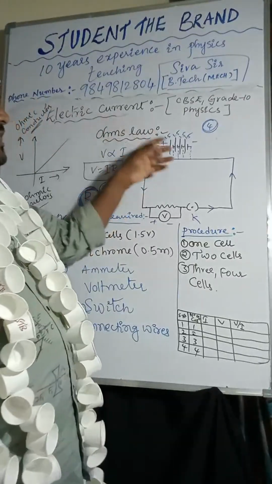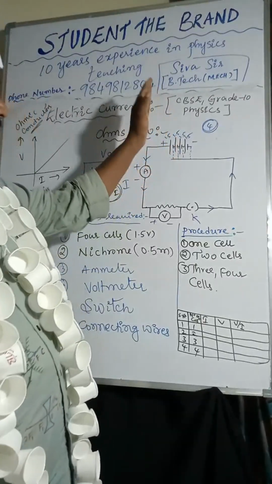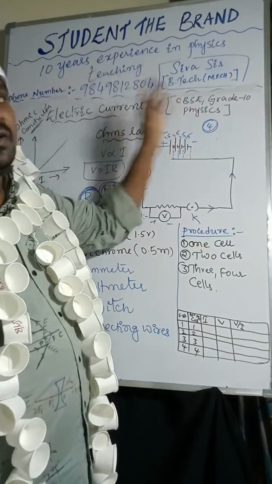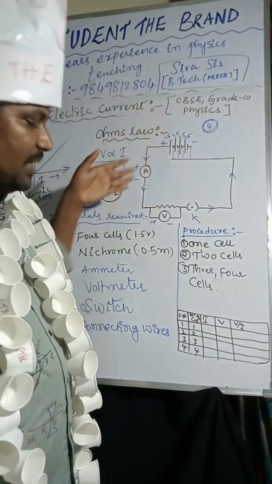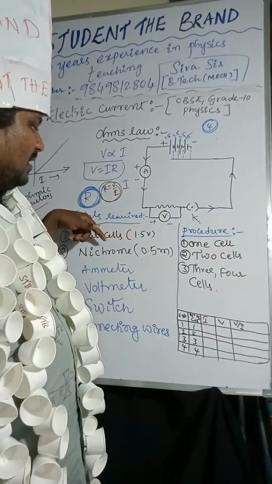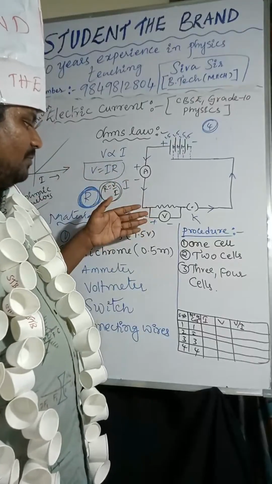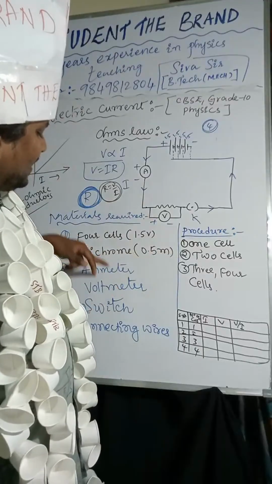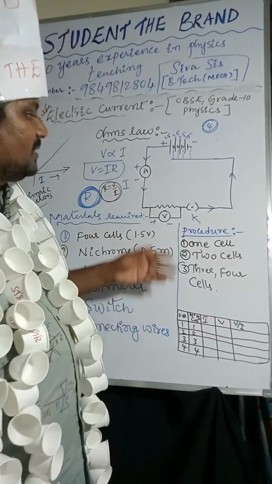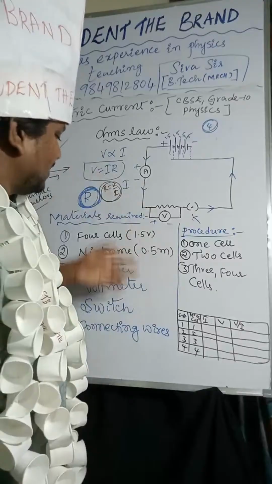Materials required: 4 cells of 1.5 volts each, a nichrome wire, which is an alloy of nickel, chromium, manganese and iron metal, of 0.5 meter length, an ammeter, a voltmeter, a switch and connecting wires. These are the materials required.